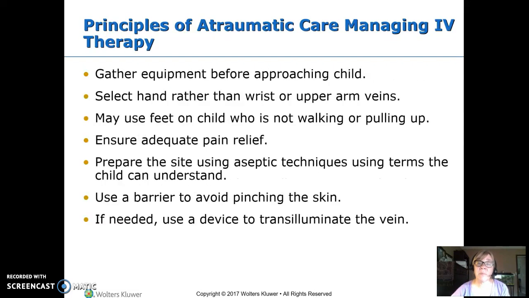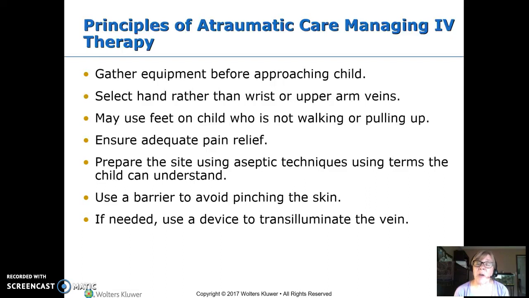So when you go to start an IV, gather your equipment first. This child's anxious from the time they find out they're going to need it. So don't go in and out of the room multiple times, just getting them more anxious. Get everything first. At Valley Children's, think about using the treatment room.